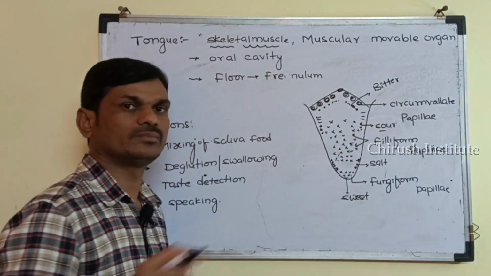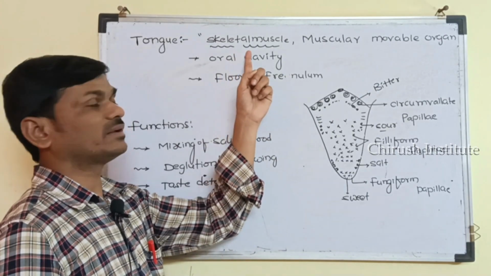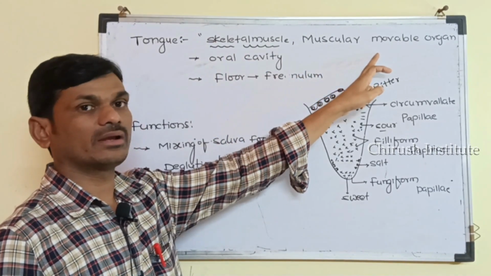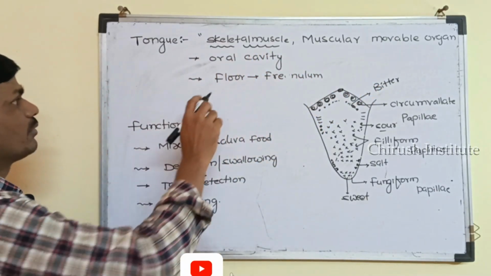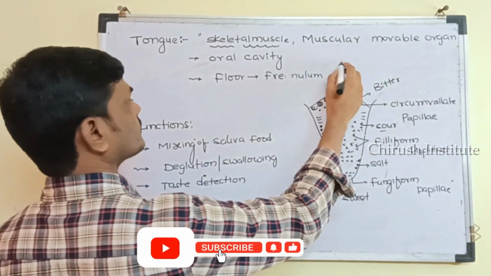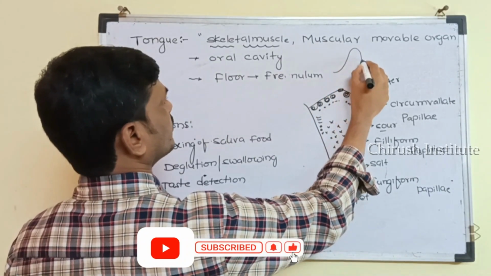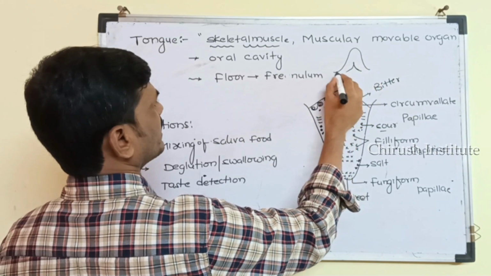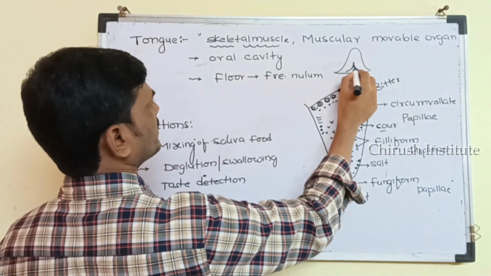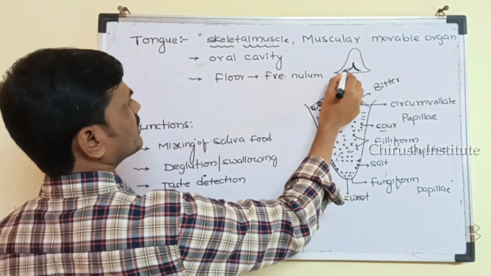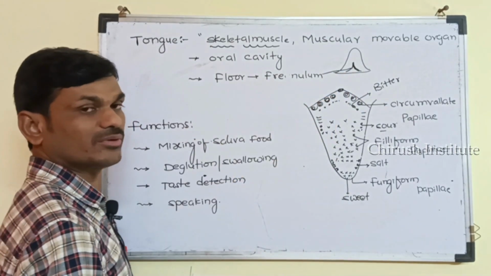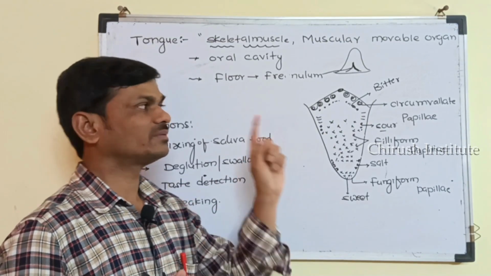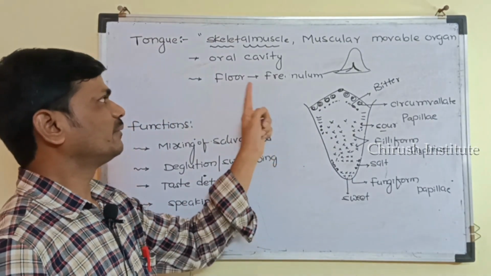The tongue is a muscular, movable organ made up of skeletal muscle, so it is a voluntary function. It is present in the floor of the oral cavity and attached by the frenulum. This is a small membranous folding that attaches the tongue to the oral cavity. That membranous folding we call the frenulum.